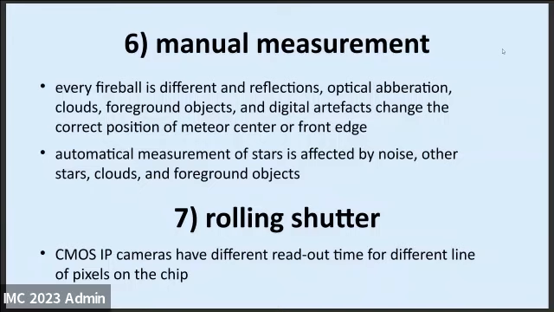We use automatic measurements of stars for our photographic cameras, but still we have to take care of the stars that are close to the horizon. And the last thing is correction for the rolling shutter, which is quite easy to do.